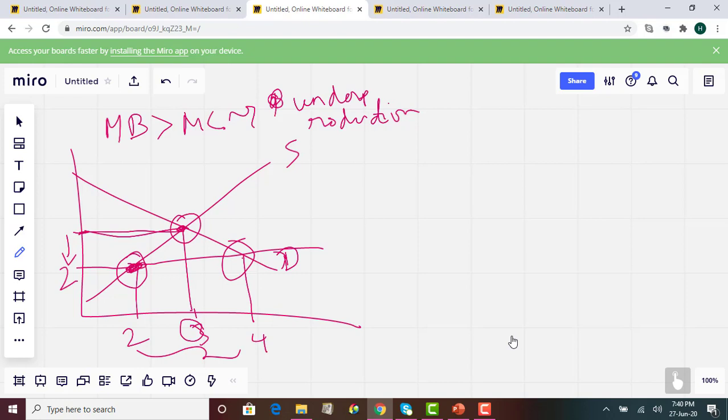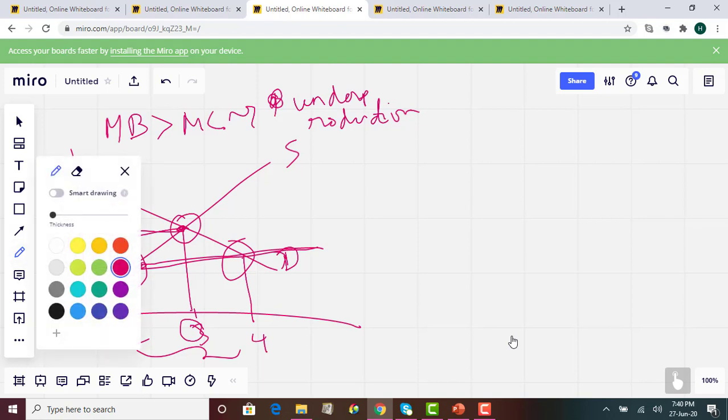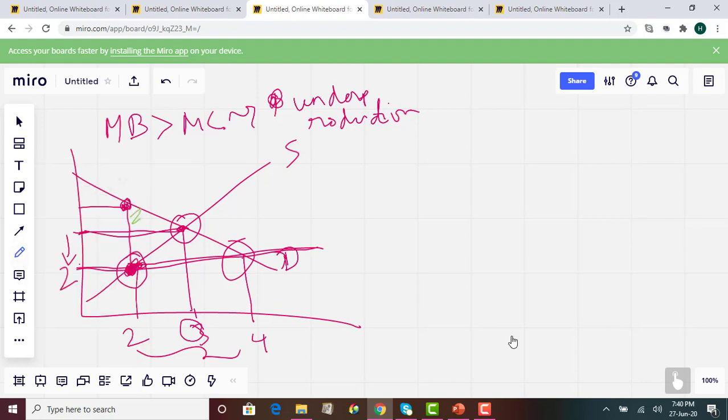And how are we going to find out the deadweight loss? So this is how you're going to do it. This is your new price. You draw a straight line, and the point where it hits the supply curve, you take that point and you go up straight until it hits the demand curve, and then you go left horizontally.